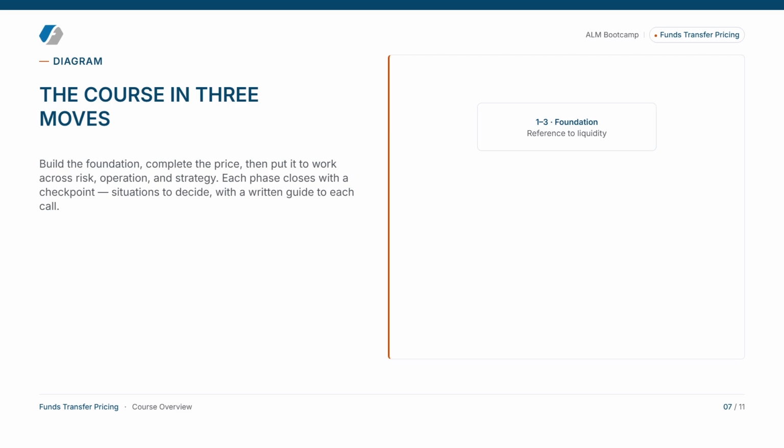The first three phases build a foundation. They establish why FTP exists and who governs it, then keep the risk-free reference separate from the term liquidity premium. Phases 4 through 6 complete the price. Deposits and contingent liquidity come first, options and credit follow, before operating cost and capital close the stack.